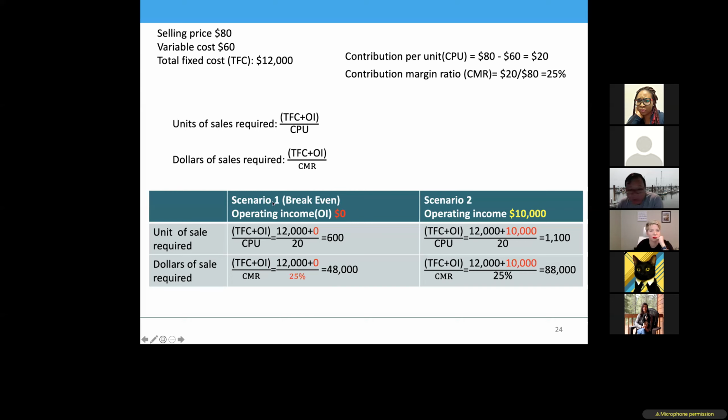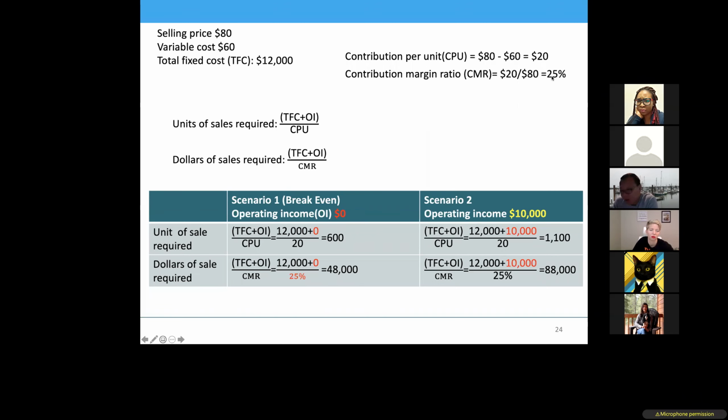So let's take a look at when you do break even. In this example, the selling price is 80, variable cost is 60, and the total fixed cost is 12,000. Based on this information, I can quickly calculate contribution margin per unit, which is the selling price 80 minus variable cost 60. So contribution margin per unit is 20. The contribution margin ratio is 20 divided by selling price, so that will be 25%.